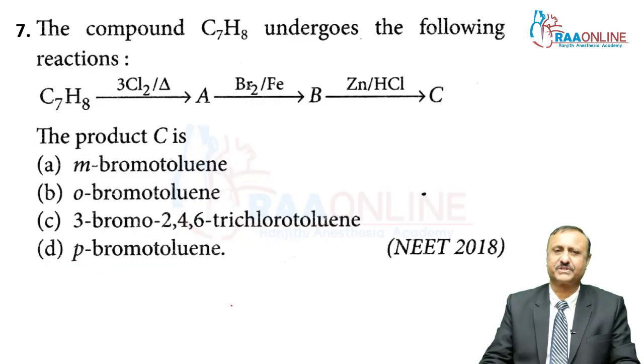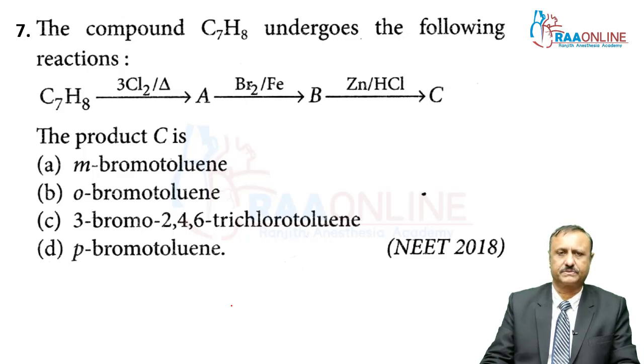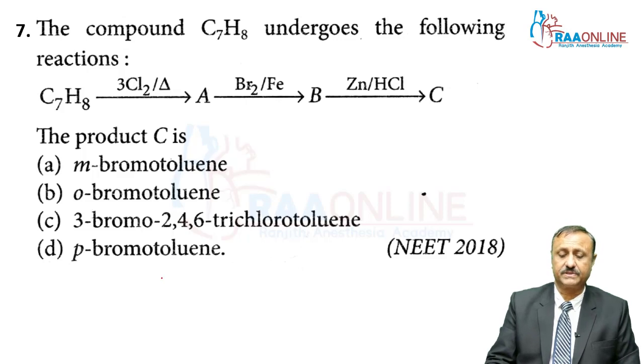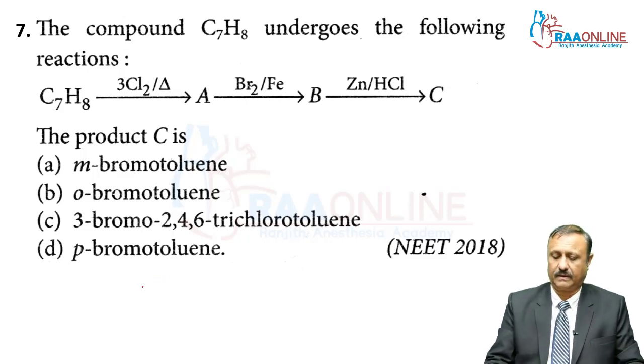Now, my dear friends, question number 7. It is also asked in the 2018 NEET exam. The compound C7H8 undergoes the following reactions. C7H8 reacts with CrO2Cl2 to give A. A reacts with bromine and iron to give B, and B reacts with Zn and HCl to give C. My dear students, it's a very basic and very important question. My dear students, you can see the reaction and concept.